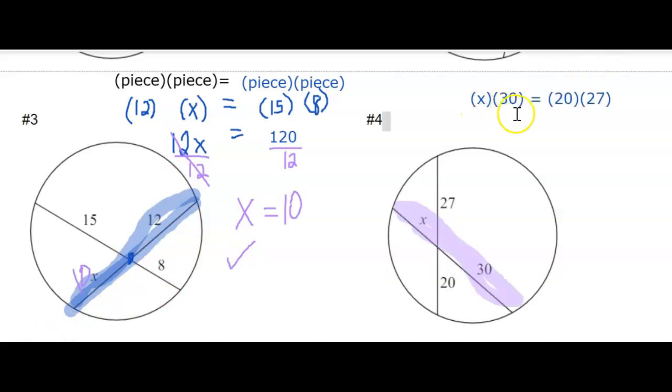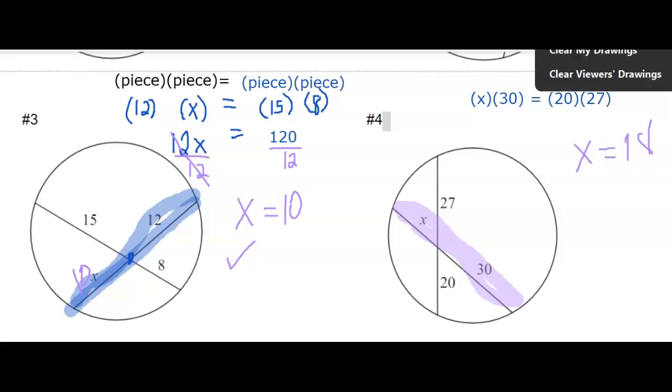Okay, you should have written x times 30 equals 20 times 27, or any order. You could put this one first. But x has to be multiplied by 30, and 20 needs to be multiplied by 27. Go ahead and solve that one. Okay, you should have gotten x equals 18. Okay, let's do number 5.